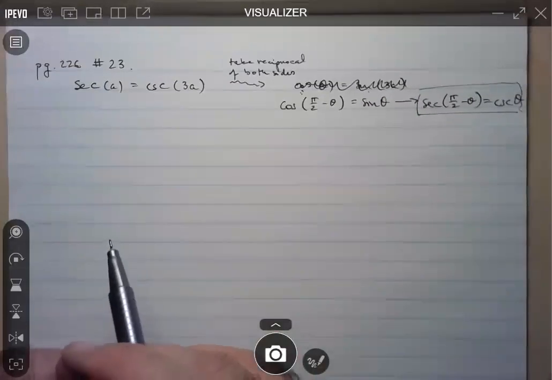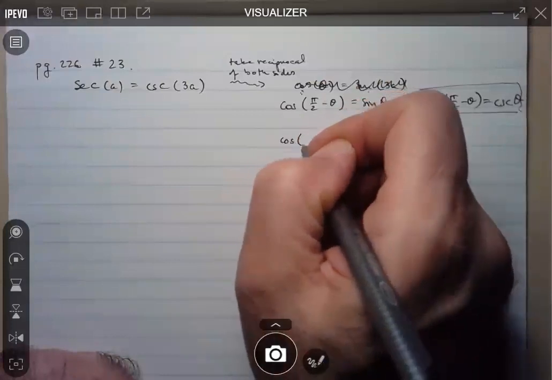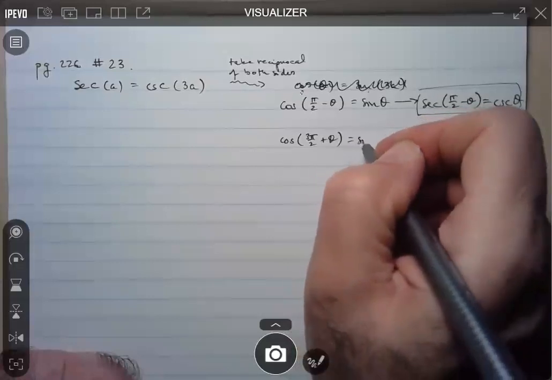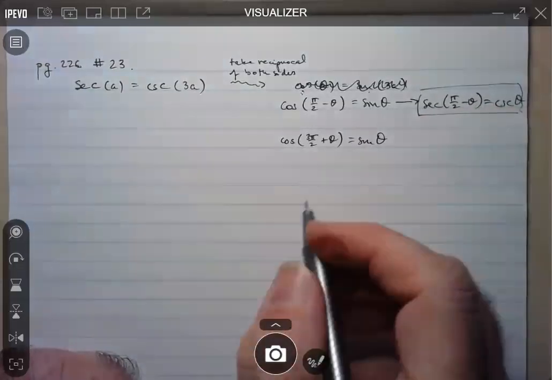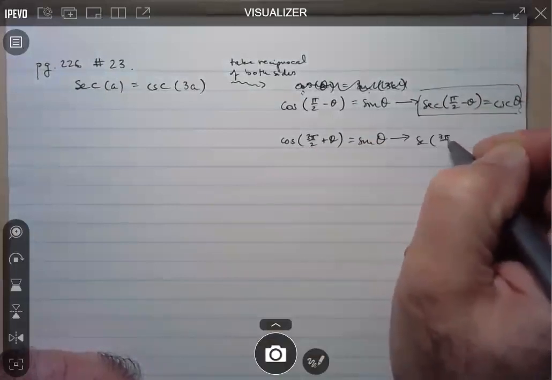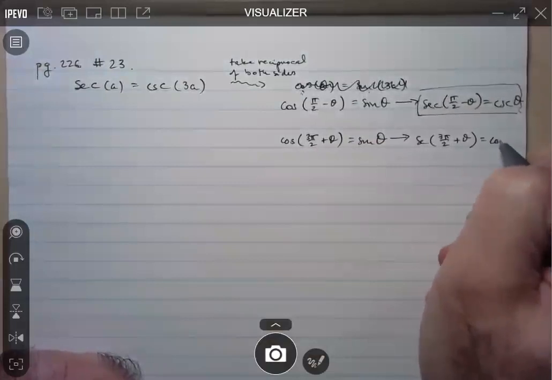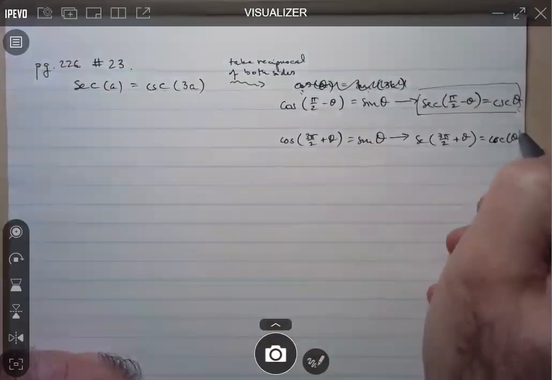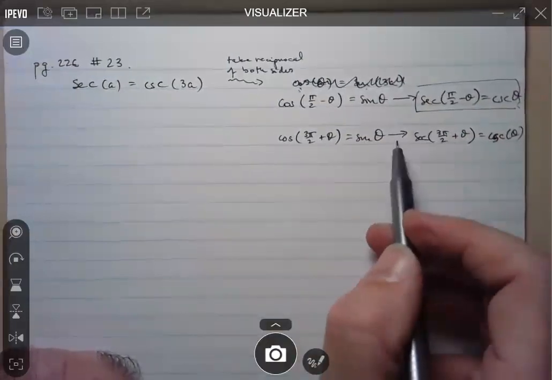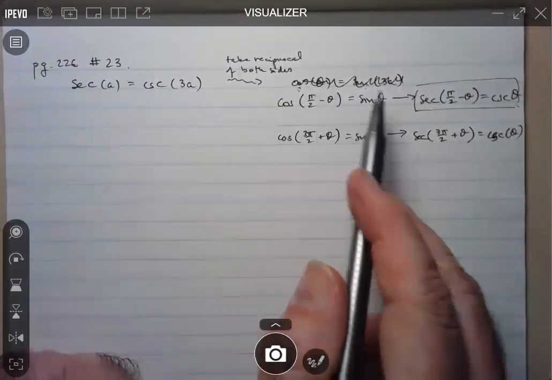And if I look around, I see another identity that involves a cosine equaling a sine value, and that's this identity here. If I take the reciprocal of both sides, what do I get? Secant of 3 pi over 2 plus theta is equal to cosecant of theta. So this is going to be another identity that I can use to help solve the equation. Okay, sorry about the little snafu there.